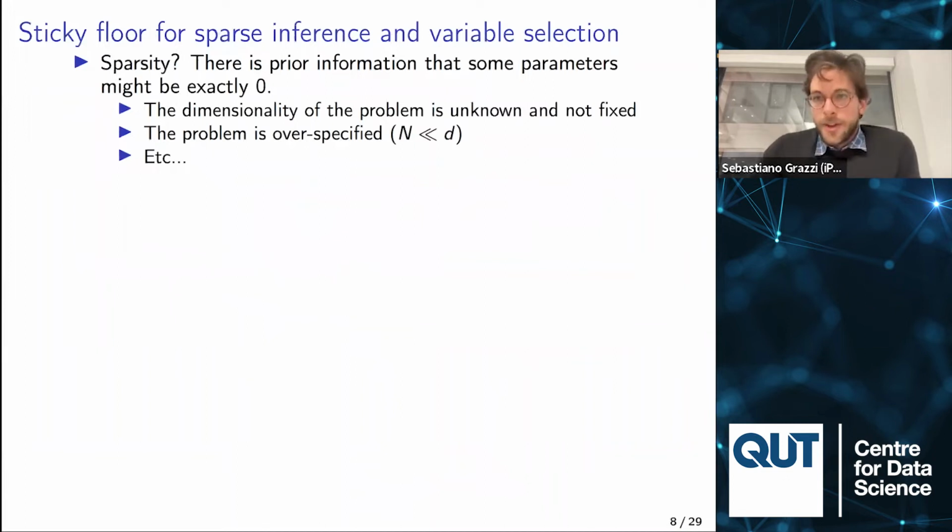Now, as I said, the first boundary I will talk about, I define as sticky floors. I define them sticky floors because the process, whenever it hits this boundary, will stick at the boundary for some random time. And these turn out to be useful for variable selection and for sparse Bayesian problems. If you don't know, in the Bayesian framework, sparsity means that you have prior information that some coordinates of your parameters might be exactly 0. And this happens, for example, for variable selection or when you want to regularize your solution and in other situations.